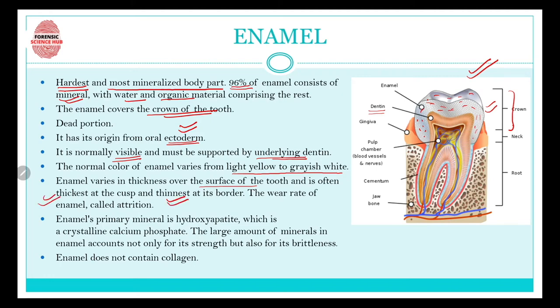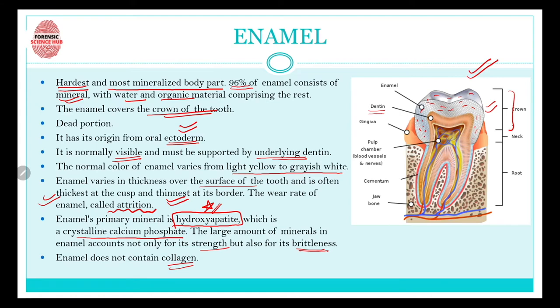The wear rate of enamel is known as attrition. Enamel's primary mineral is hydroxyapatite. You must remember this is the main mineral that enamel is comprised of. And hydroxyapatite is basically crystalline calcium phosphate. The largest amount of minerals in enamel accounts not only for its strength but also for its brittleness. Enamel does not contain collagen.